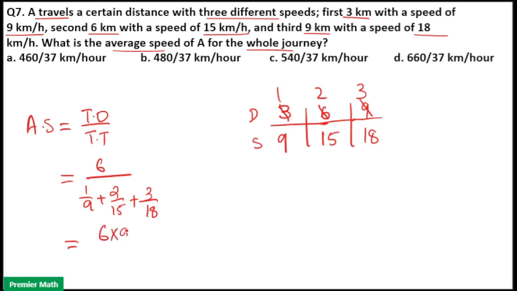So 6 into 90. This LCM of the denominators 9, 15 and 18 will come in the numerator, that is 6 into 90, divided by 1 by 9 into 90, which is 10. 2 by 15 into 90: 15 into 6 is equal to 90, so 2 into 6 is equal to 12. 3 by 18 into 90: 18 into 5 is equal to 90, so 3 into 5 is equal to 15. So your answer is 6 into 90, 540, divided by 10 plus 12 plus 15, which is 37. So here option C is your answer.